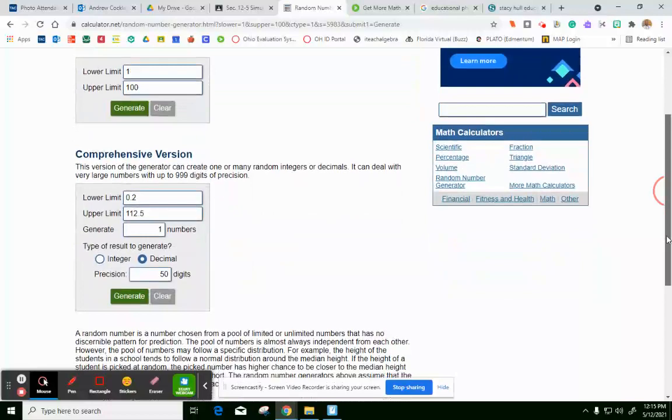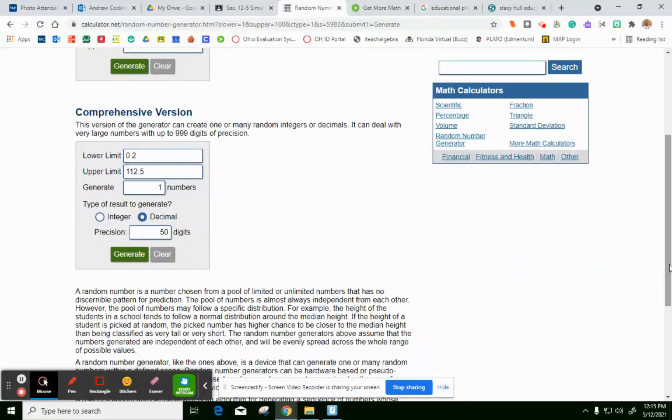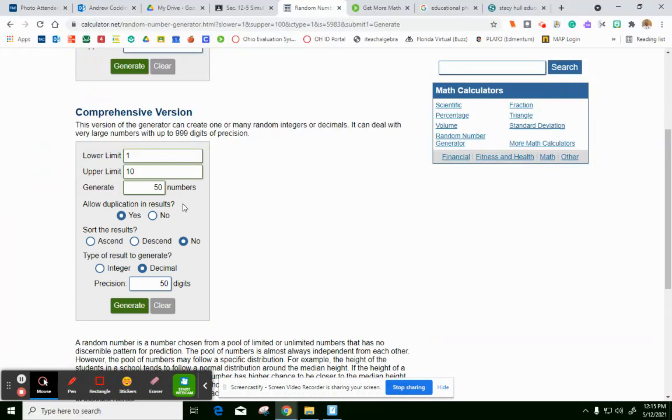And we're going to set up a couple parameters here. We decided that the numbers we were going to use were going to be what? 1 through 10. So I'm going to change the lower limit to say 1. I'm going to change the upper limit to say 10. Okay, so 1 through 10 and generate how many numbers? 50. Okay, now we're going to change a couple more things here. After you change it to say 50 numbers, you're going to get a couple more options. Did you see a couple more things pop up on your screen?